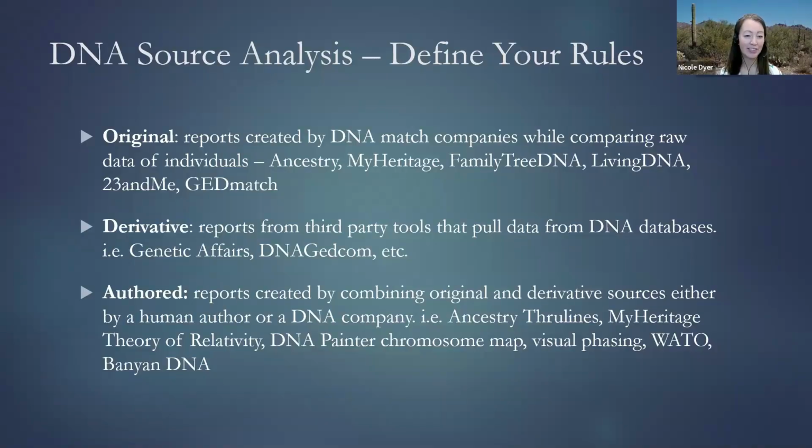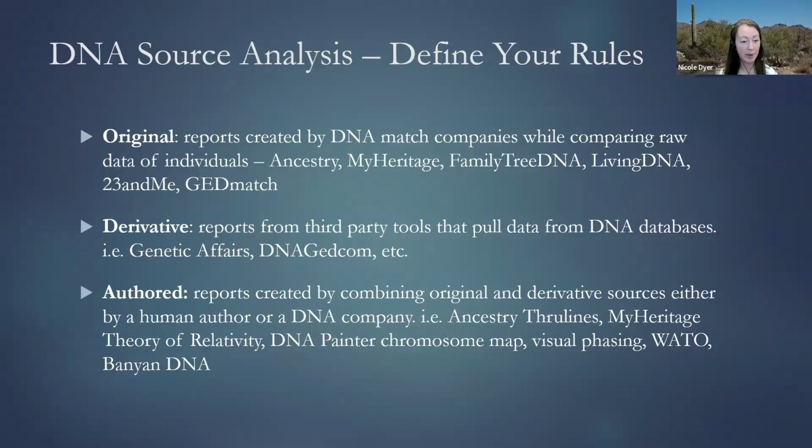Although there are a lot of challenges with this because, for example, authored sources can be found in Ancestry and MyHeritage. Well, what about derivative? Derivative sources for DNA would be reports from third-party tools that pull data from DNA databases, like Genetic Affairs or DNA.com. And then authored would be reports created by combining original and derivative sources, either by a human author or a DNA company, such as Ancestry ThruLines, MyHeritage, Theory of Relativity.